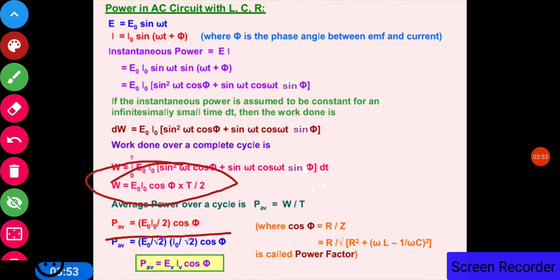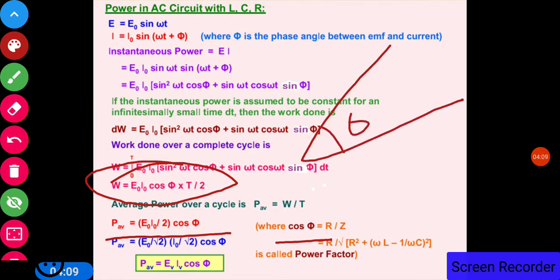Now, cos phi is the power factor, and its value, from the previous lecture, if you remember the diagram for the angle phi. There we have this angle as phi, and this side is equal to Z, the impedance, and this is R. So cos phi is equal to R upon Z.